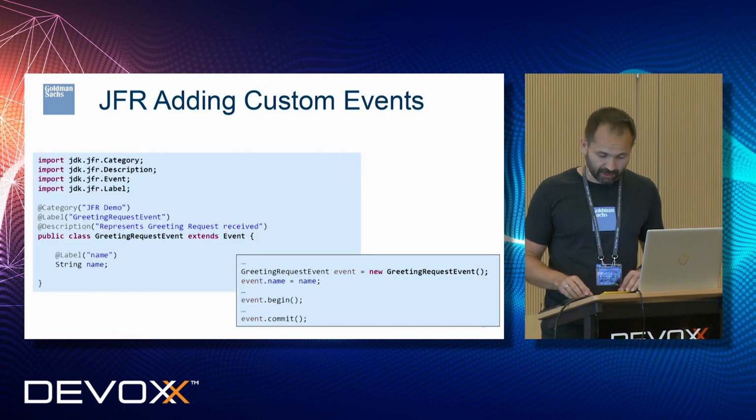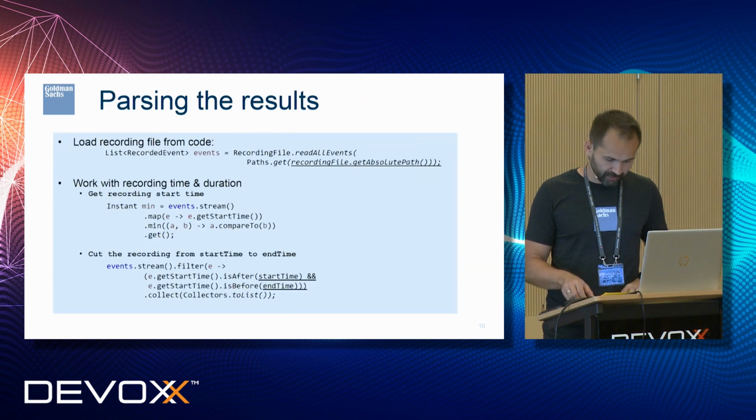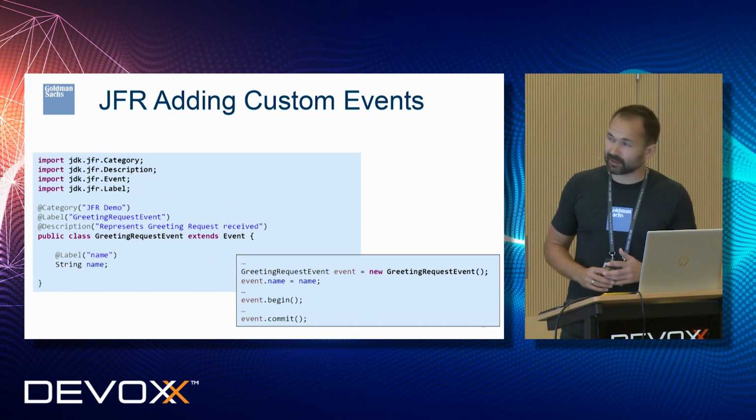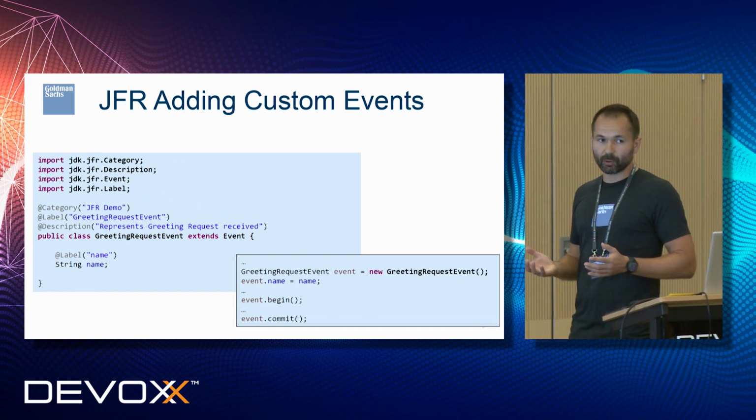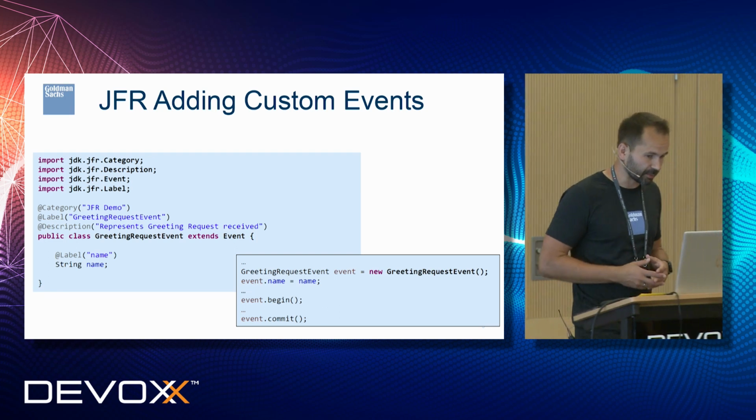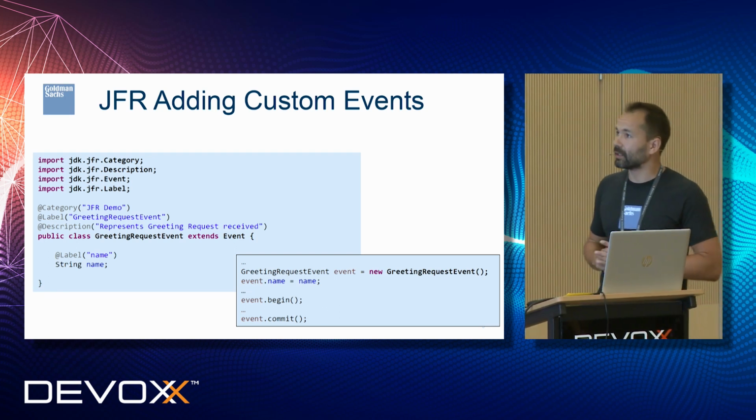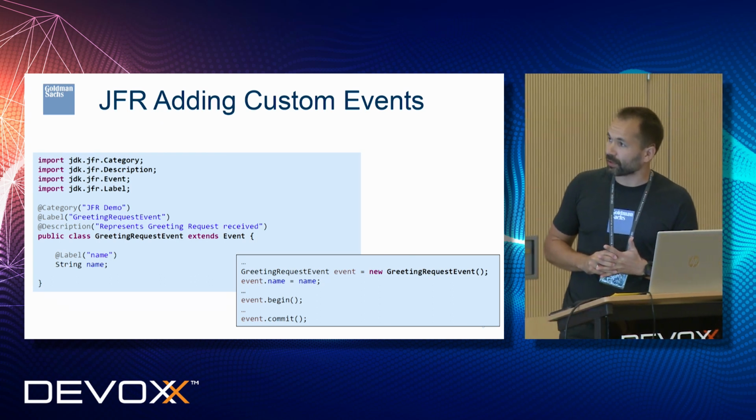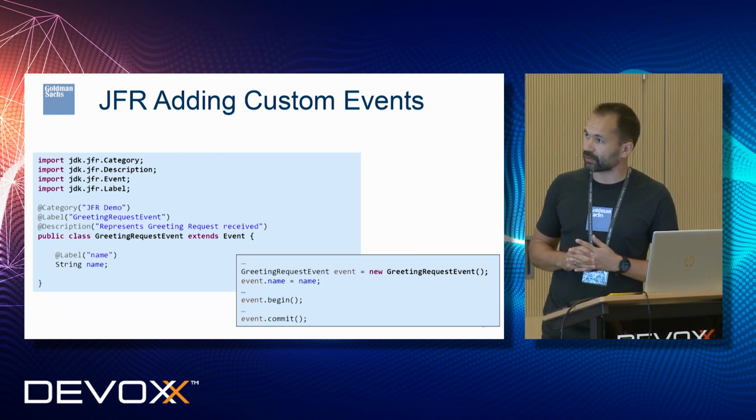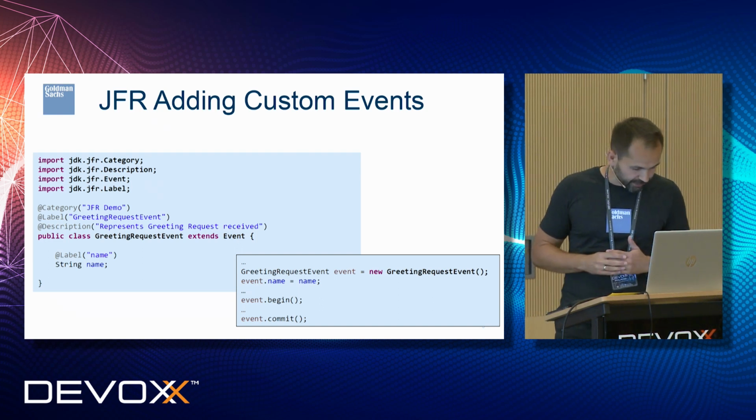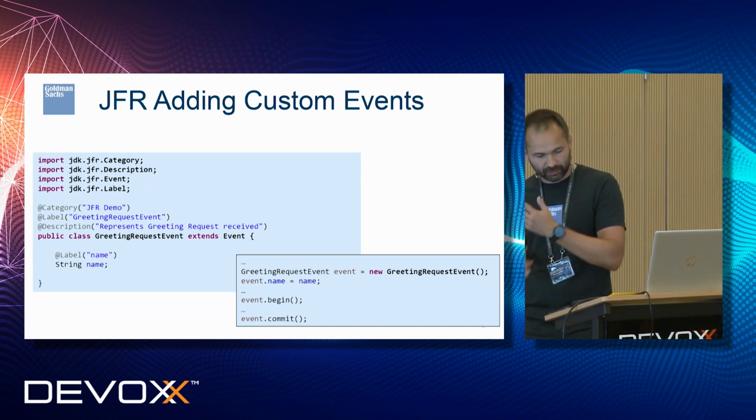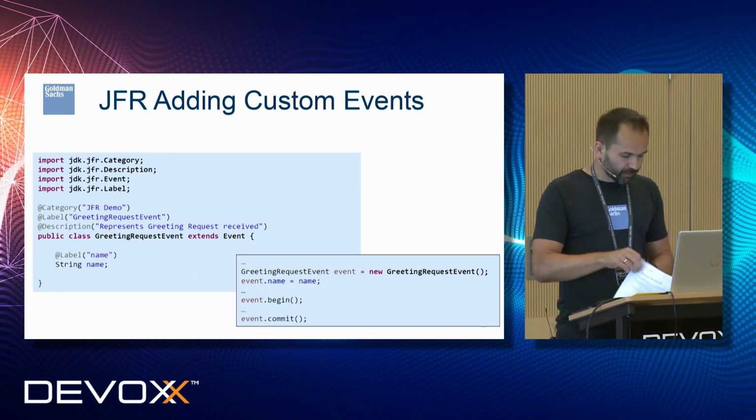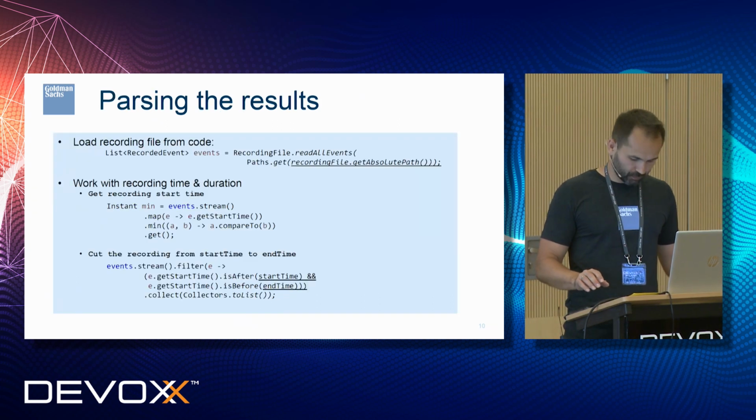And then, if this is not enough, there is a way to actually define your own events. You do it by extending an event from JDK JFR. You annotate it with JFR annotations, and you can define an entity that you will record, and it's going to be available later in the recording file.